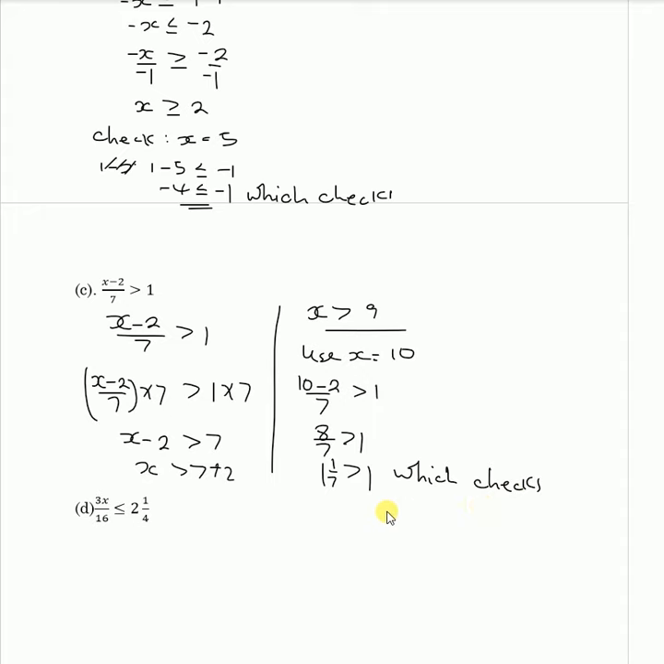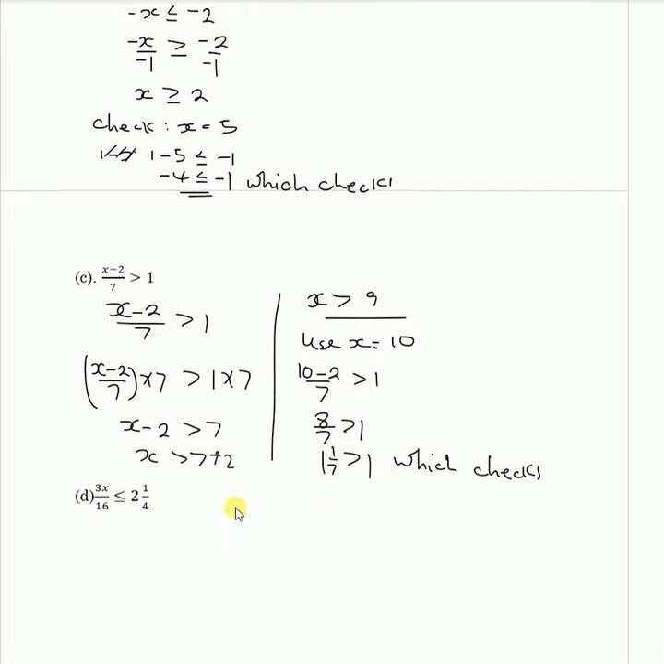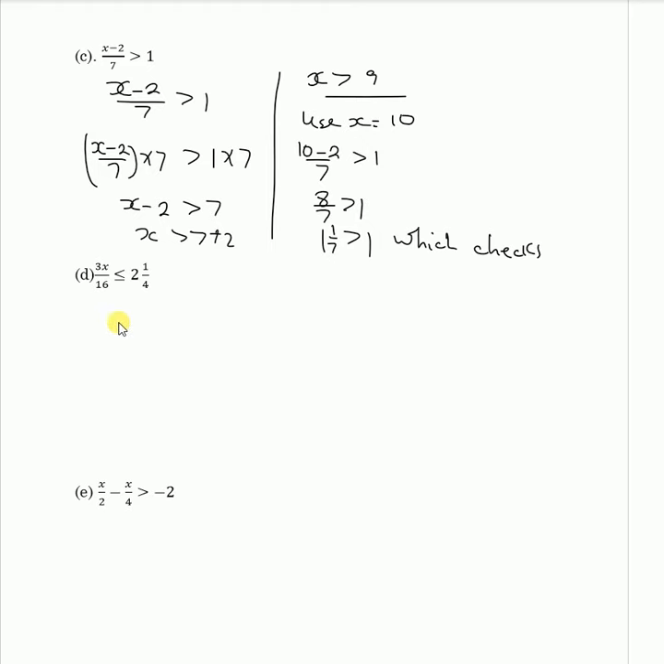Yes, because one whole number and 1 over 7. This one is greater than that by 1 over 7. This is just a 1. So that one is correct. X greater than 9.